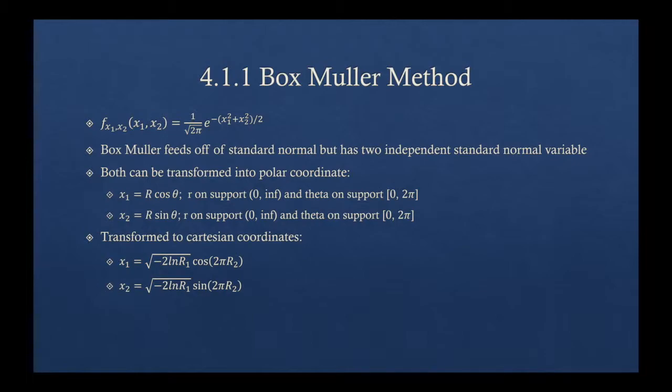And then for it to be transformed into Cartesian coordinates, we again have two variables, x1 and x2, and x1 equals square root of negative 2 natural log r1. So that's your first random variable, and then you have that times cosine 2 pi of r2, and that's your second random variable. And again, the only difference between x1 and x2 is the sine and cosine.